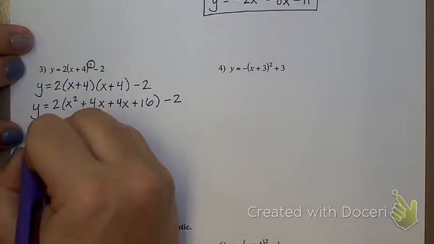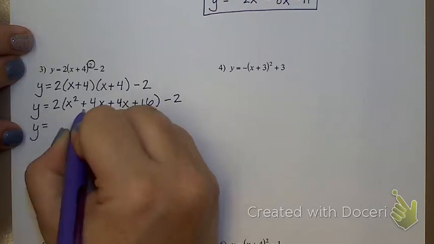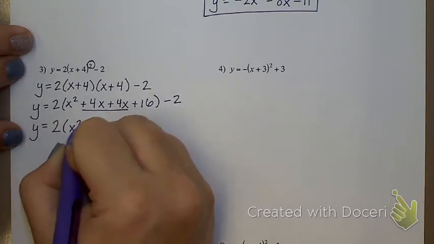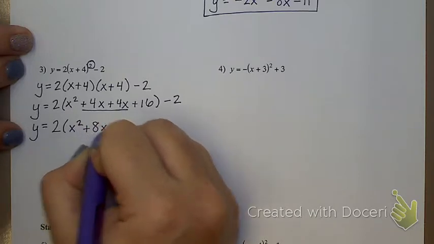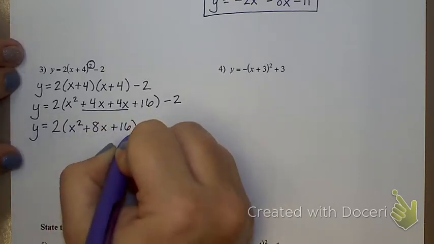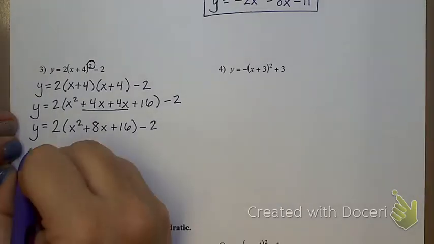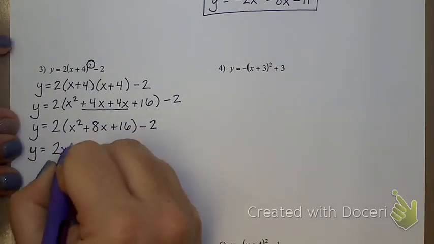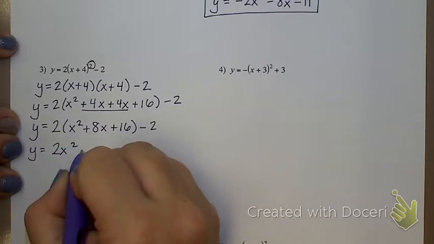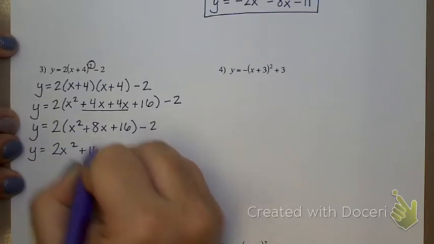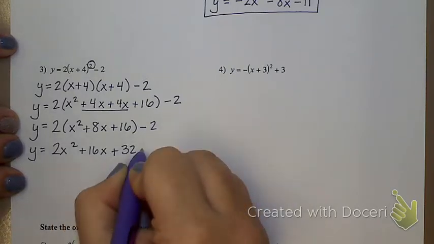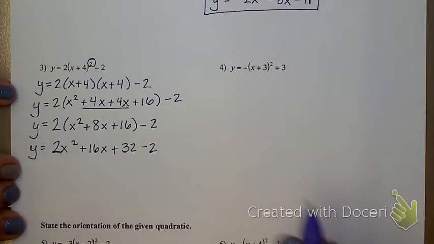Before I distribute, I'm going to combine my like terms because I have like terms right there. So that gives me x squared plus 8x plus 16, then my minus 2. Now I distribute that 2. 2 times x squared is 2x squared. 2 times 8x is 16x. And 2 times 16 is 32. And then I still have this minus 2 hanging out at the end.